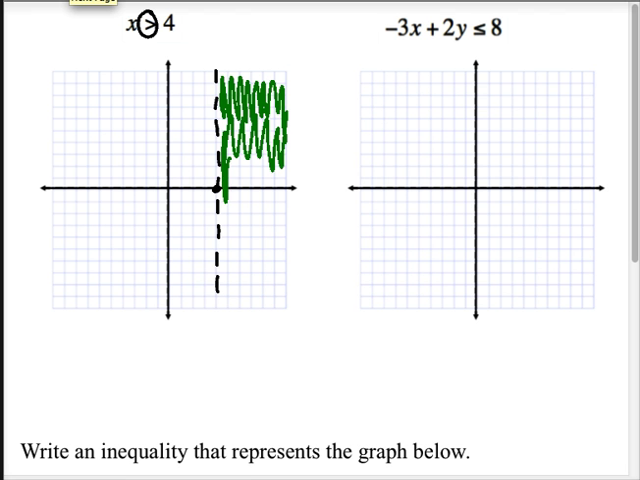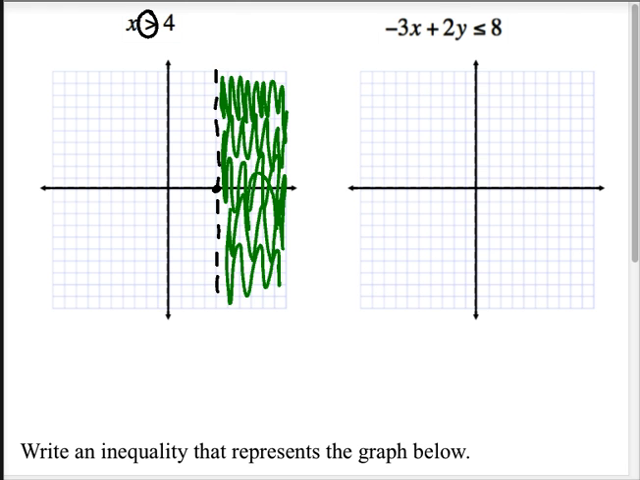So for these unique cases where you end up with a vertical line, just think about where are the x values that are greater than 4? Well, they're going to be over to the right. So you have to sometimes do a little bit more thinking than just above or below when dealing with some of the special case lines. But otherwise, it's usually good to just think up or down, above or below.